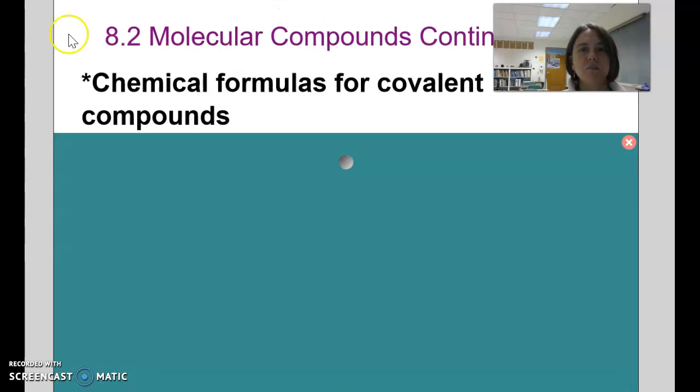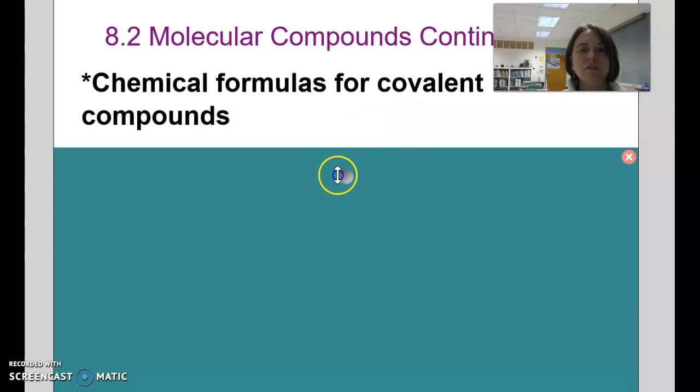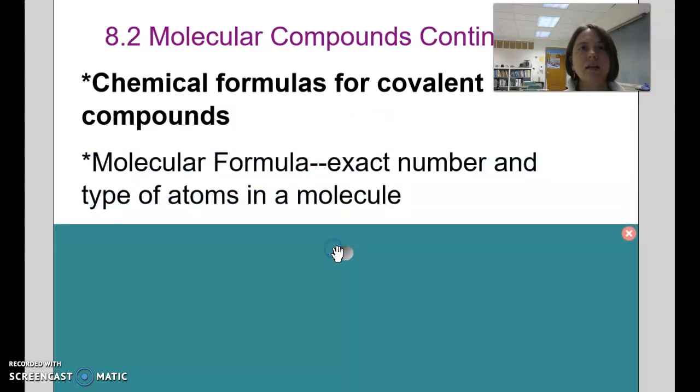Okay, the last thing we're going to talk about are chemical formulas for covalent compounds. So we're going to talk about the difference between a molecular formula and an empirical formula. Covalent compounds are different than ionic compounds, because with ionic compounds, you just have a crystal, like 1 million sodium ions and 1 million chlorine atoms. But the ratio is 1:1, so we write it NaCl. But there's never just 1 sodium and 1 chlorine connected together. It's always in this big old crystal.